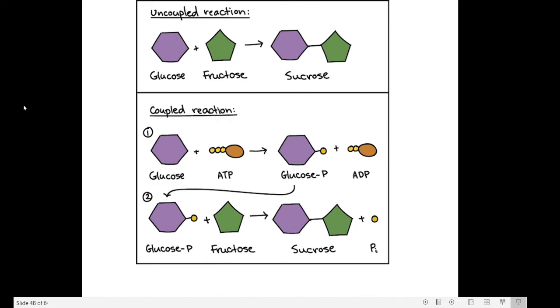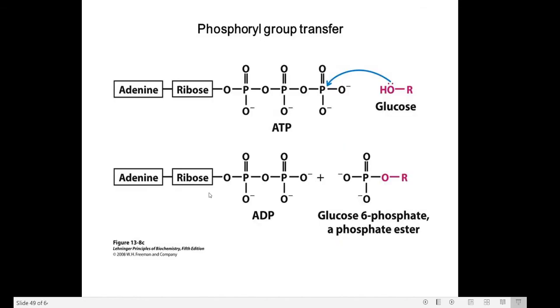You can see here glucose binding forms sucrose, which is an uncoupled reaction. Here glucose is added to ATP, which forms ADP, and it forms glucose phosphate with the phosphate group. This glucose phosphate is the input for the next step. This next step forms the product. That's a two-step process called the uncoupled reaction.